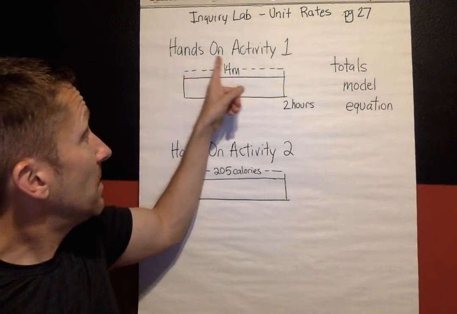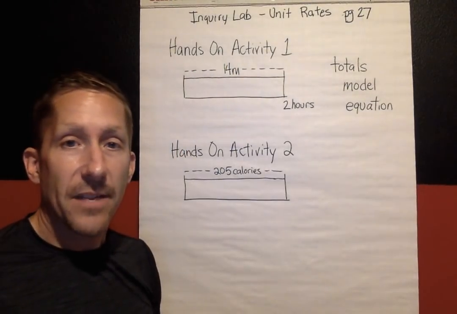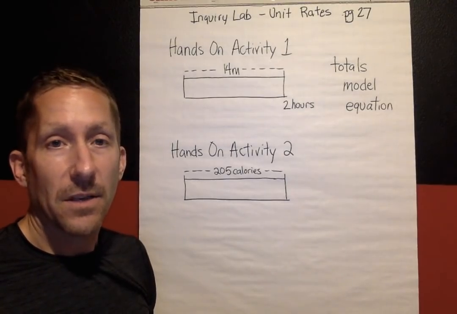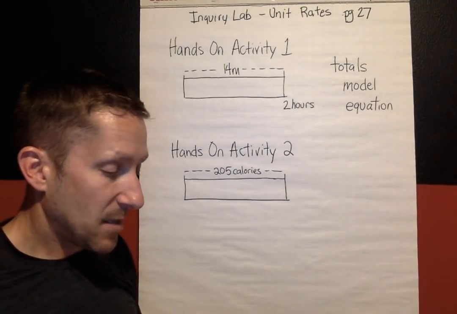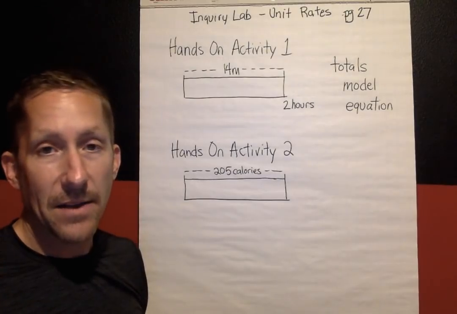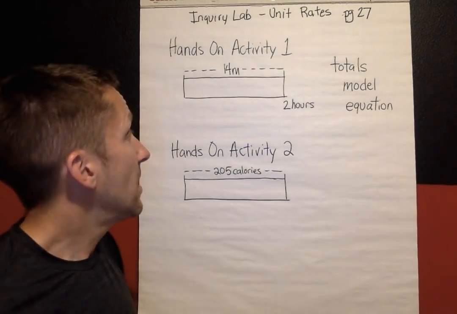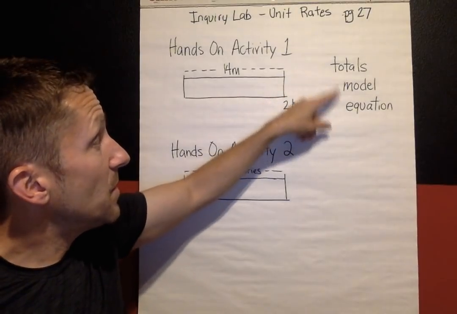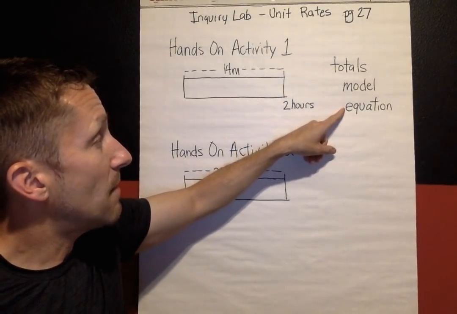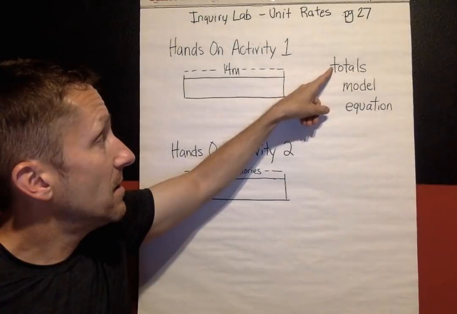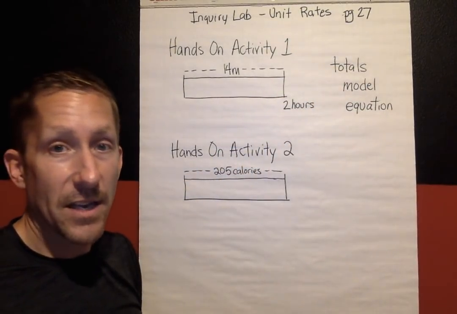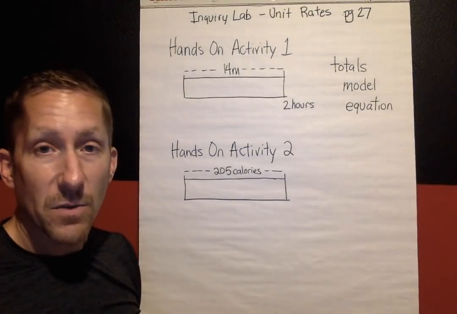First problem I'm going to look at is hands-on activity 1. If you look in your book, this problem is about skating 14 miles in 2 hours. During this lab, there are 3 parts for each problem that I want you to look at: the totals, the model itself, and the equation that you're solving. Here's what that looks like.